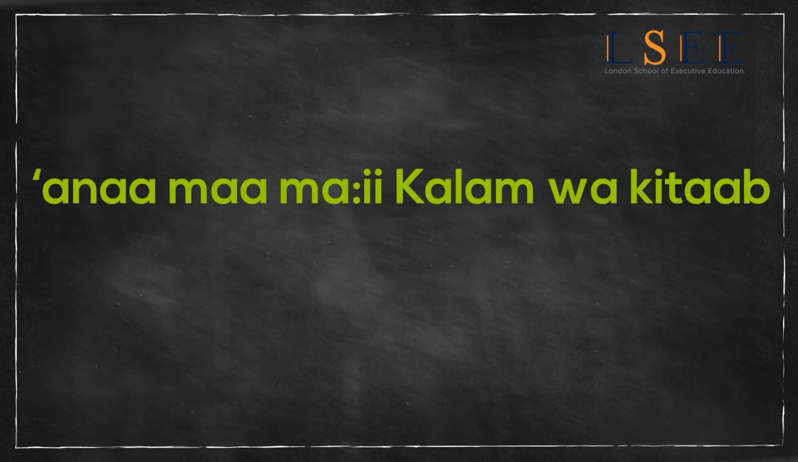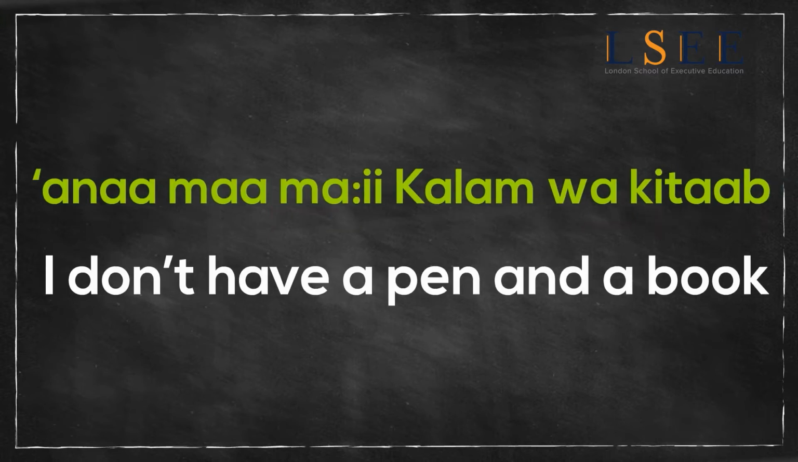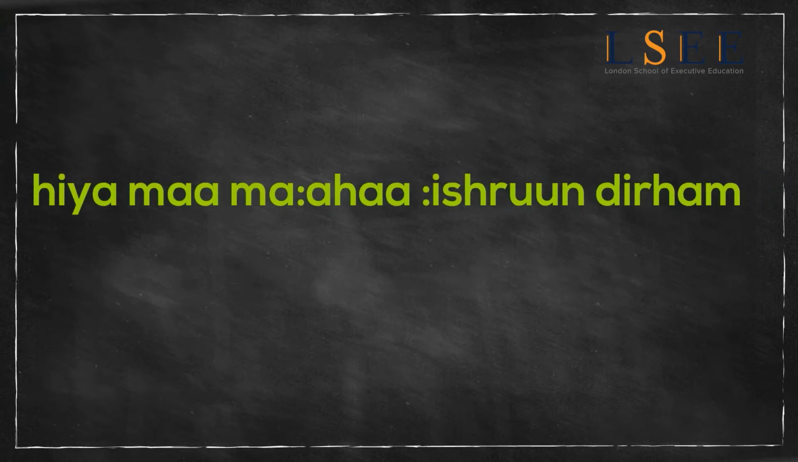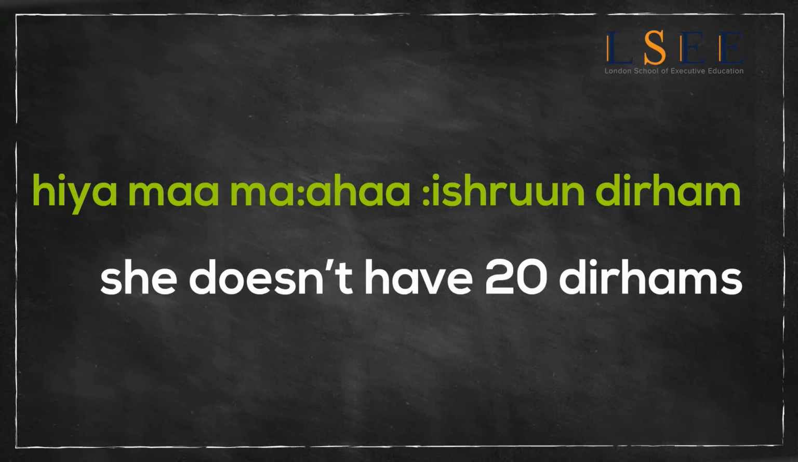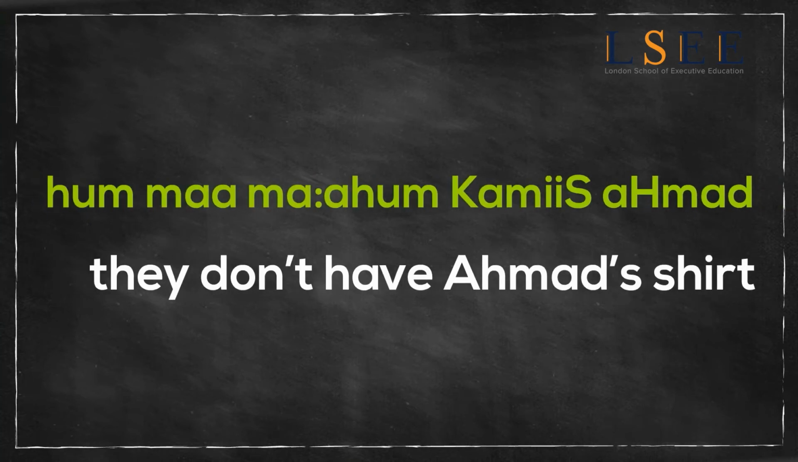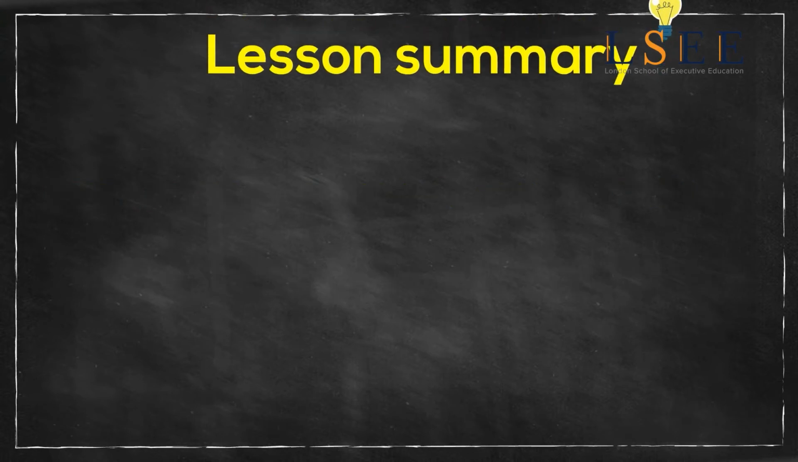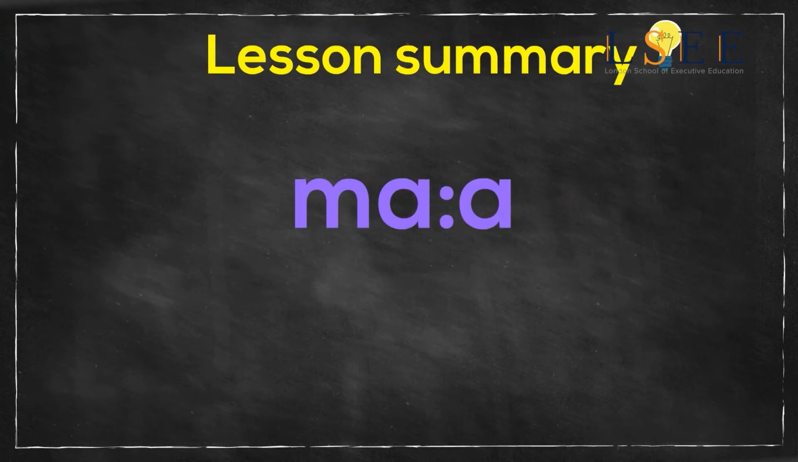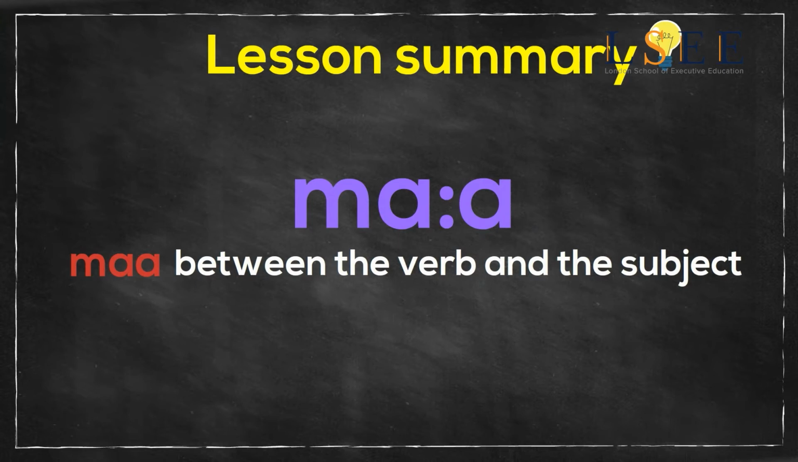Examples: أنا ما معي قلم وكتاب. هي ما معها 20 درهم. هم ما معهم قميص أحمد. In this lesson, we learned how to negate مع by simply inserting ما between the verb and the subject.